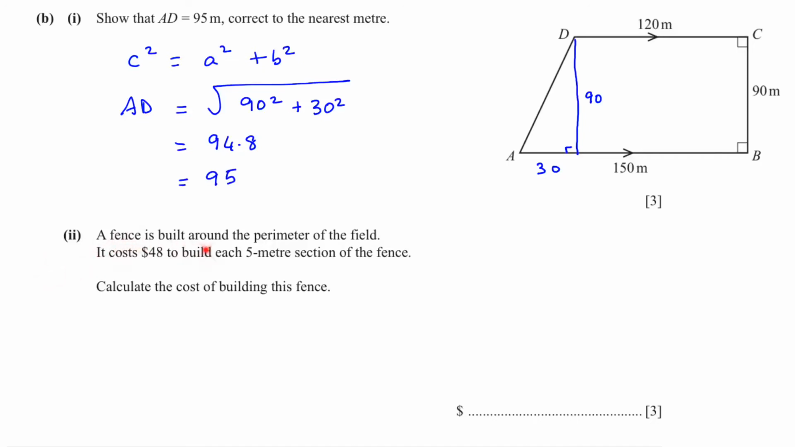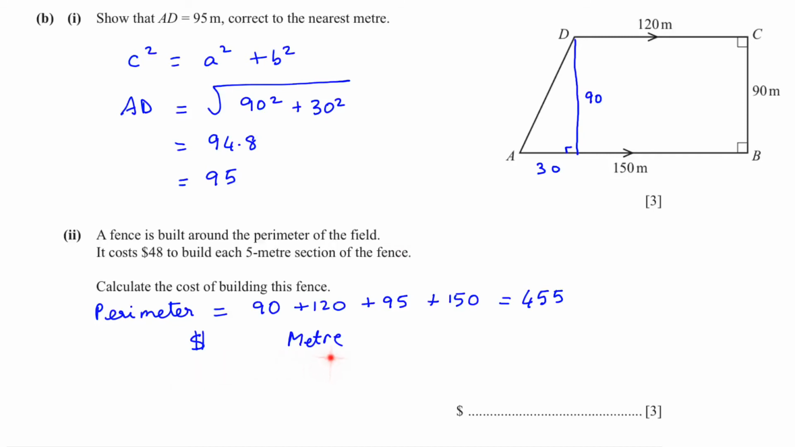B2, a fence is built around the perimeter of the field. So this is the perimeter, all the outside length, we have to add it. And we will get 455 meters. It costs $48 to build each 5-meter section of the fence. So the cost and the meters. It takes $48 to build 5 meters. Therefore, to build 455 meters, what will be the cost?